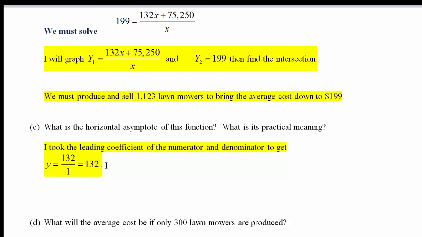So the practical meaning here is my average cost will never fall below $132. No matter how many of these things I produce and sell, I can never bring my average cost below $132.